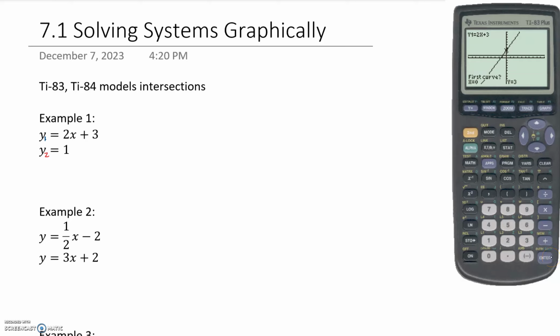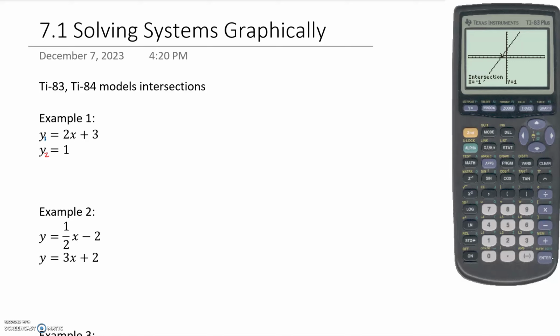Once you've done that, you're going to move your cursor to the correct location. There's a question on the screen that says first curve. You press enter to agree with that first curve. Then second curve, do you agree that that's the second curve? Yes, we press enter. Then we guess, and we press enter. And it gives us the intersection.